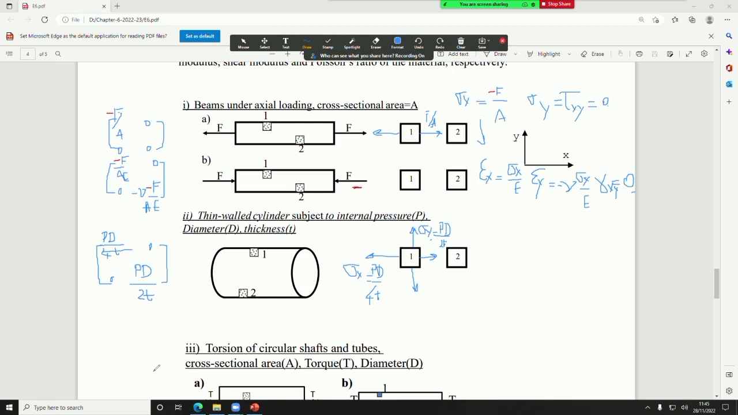So what about point 2? Are we in the same position or not? Point 2 and 1, are they the same or different? The same. Good. Point 2 and 1 are the same.